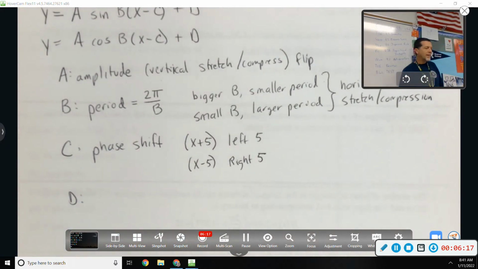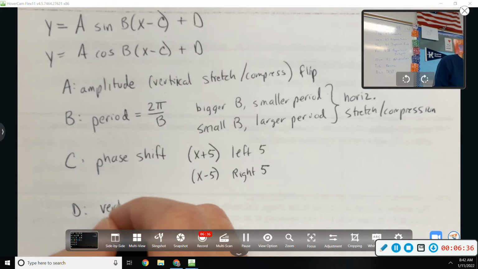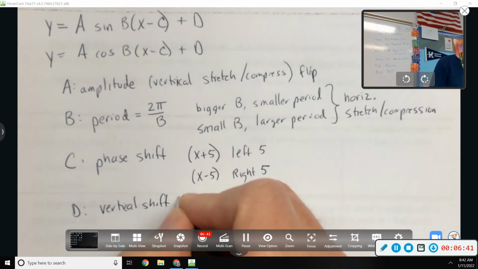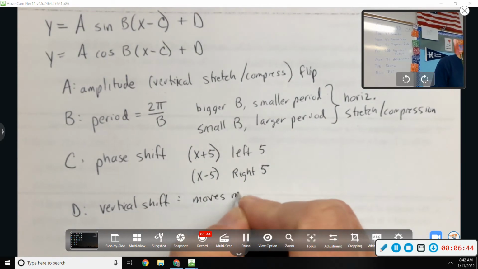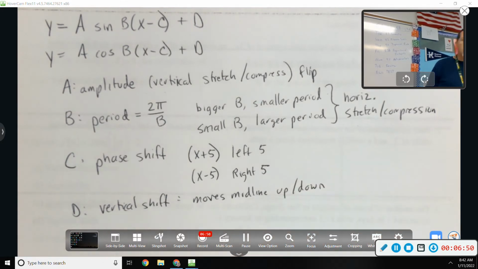And then lastly, D, what does that do? What does that normally do? A value there at the end. A vertical transformation, vertical shift. One way we can think of it is it moves the midline up or down. So it's still going to be oscillating, but we shift the whole thing up or down.